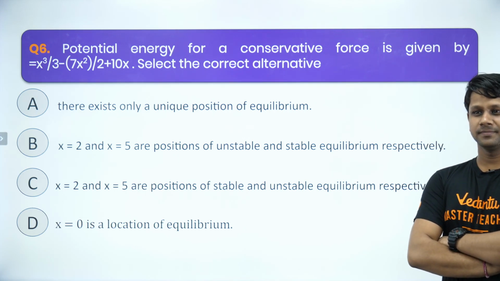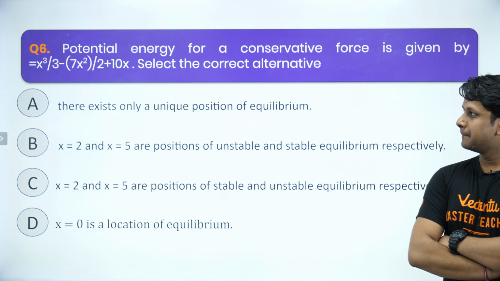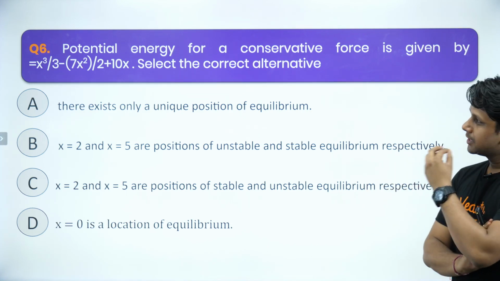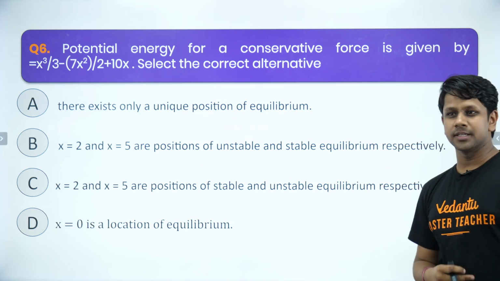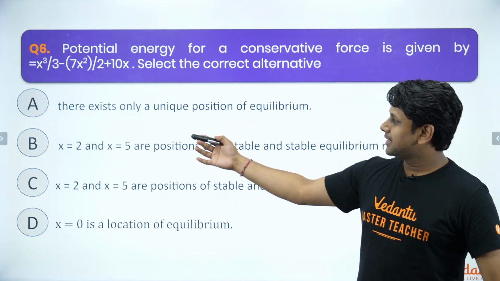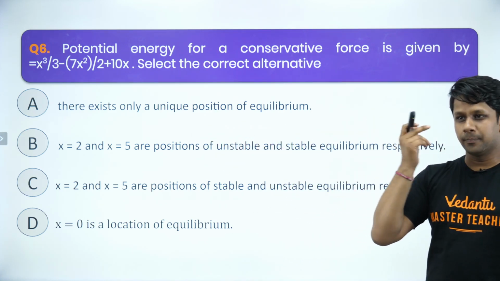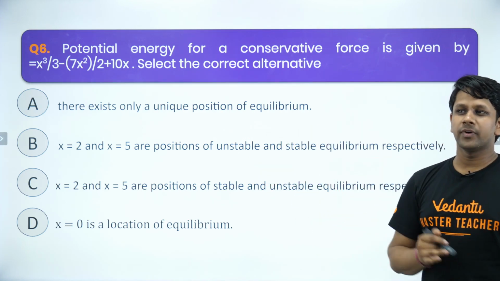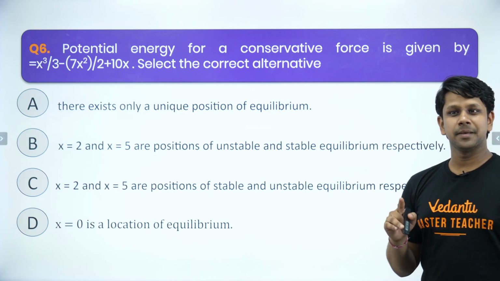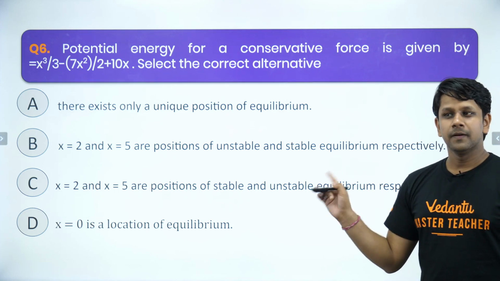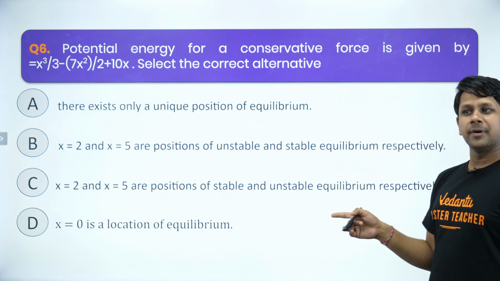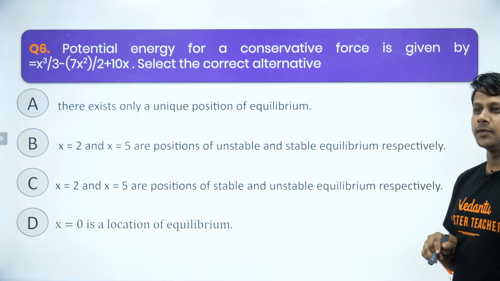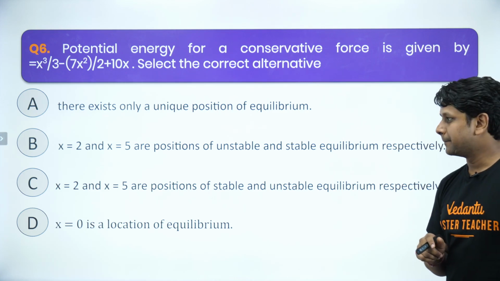Okay, Yogesh. Try to do this one now. Potential energy for a conservative force is given. Select the correct alternative. Option A, there exists only a unique position of equilibrium. Option B, x equal to 2 and x equal to 5 are the positions of unstable and stable equilibrium. Option C, 2 and 5 are positions of stable and unstable. And option D, x is equal to 0 is the location of equilibrium.